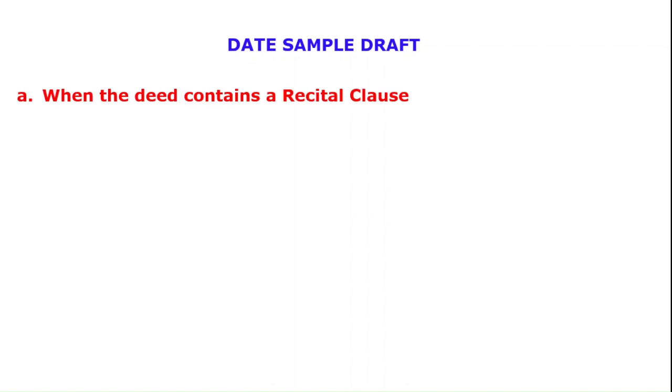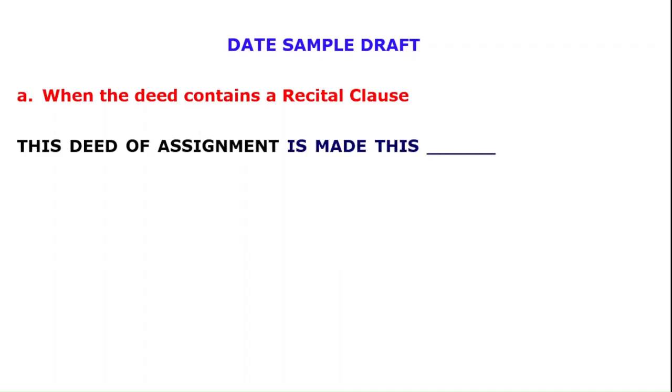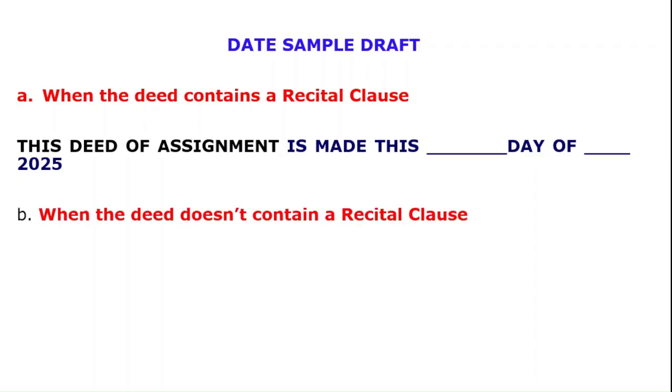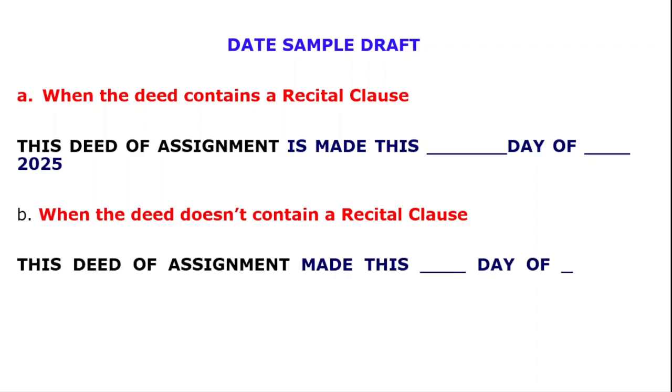So when this deed of assignment includes a recital clause, then you will draft it this way. This deed of assignment is made this dash day of dash 2025, right? You put the date. But when the deed would not contain a recital clause, then you would draft it as: this deed of assignment made this dash day of dash 2025. So you can see that the difference between A and B is this word "is."